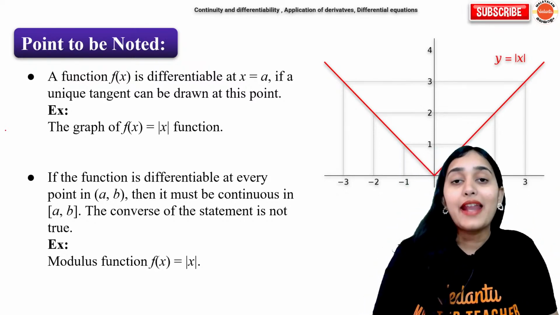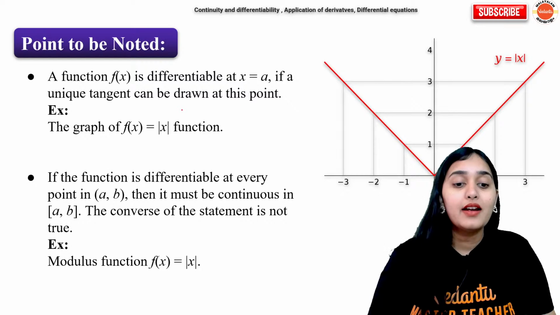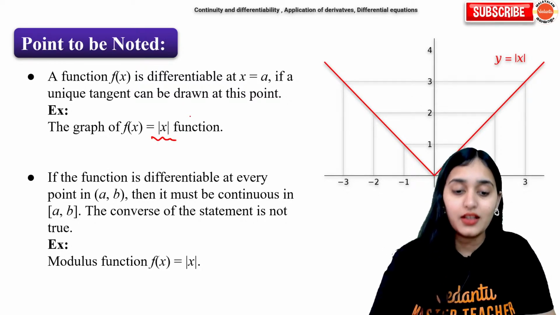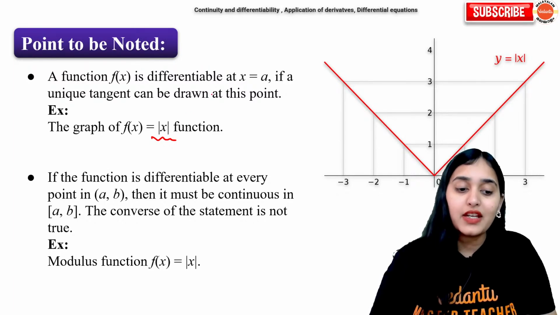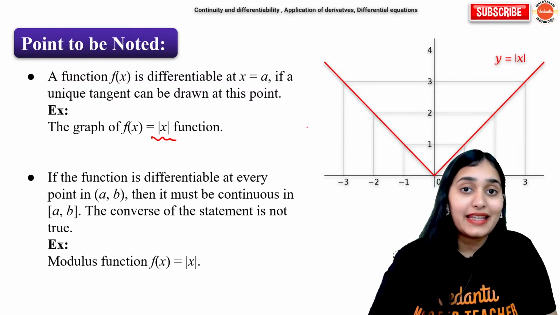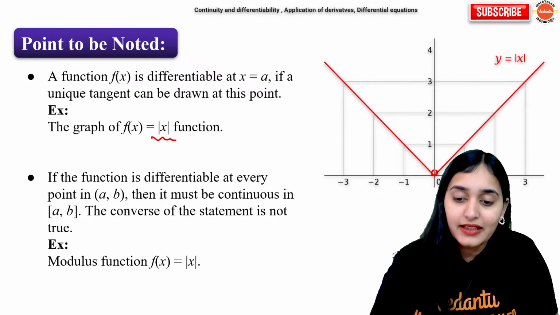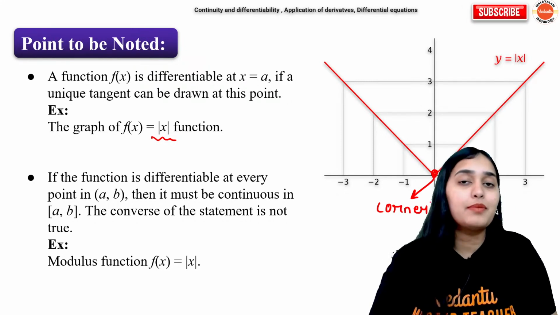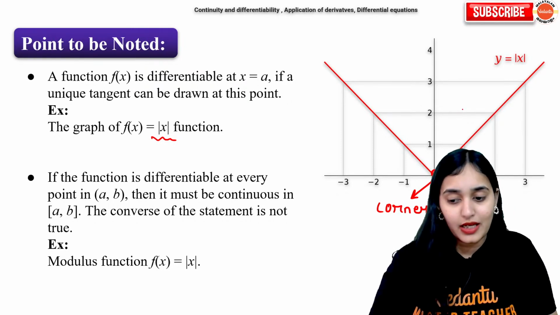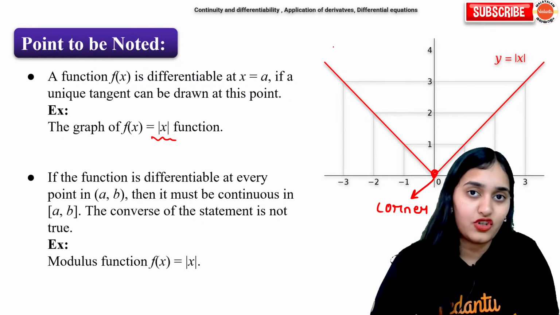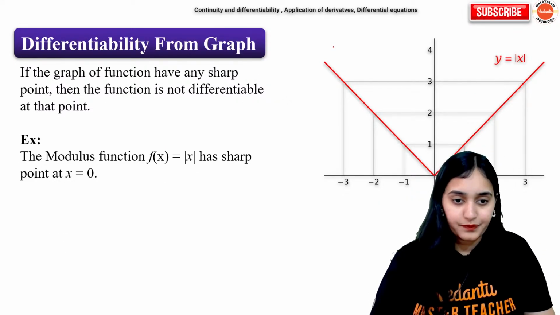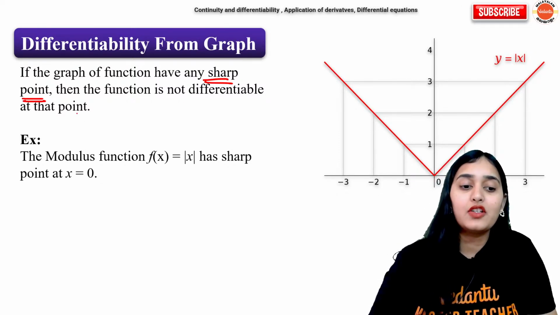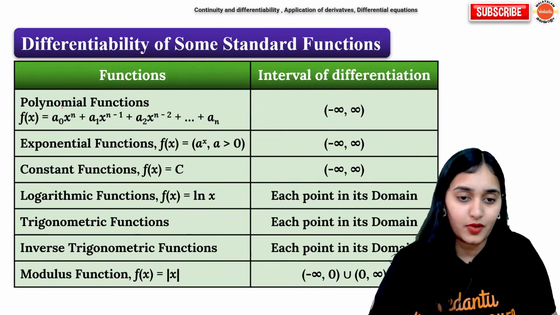Now, there are some graphs and functions which are directly called non-differentiable, and one such graph is the modulus function graph. We say that it is non-differentiable at the point where it has a corner, a crisp point. At that particular point, it is not differentiable. At other points, it is differentiable. So if it has any sharp point, then the function is called non-differentiable at that particular point.